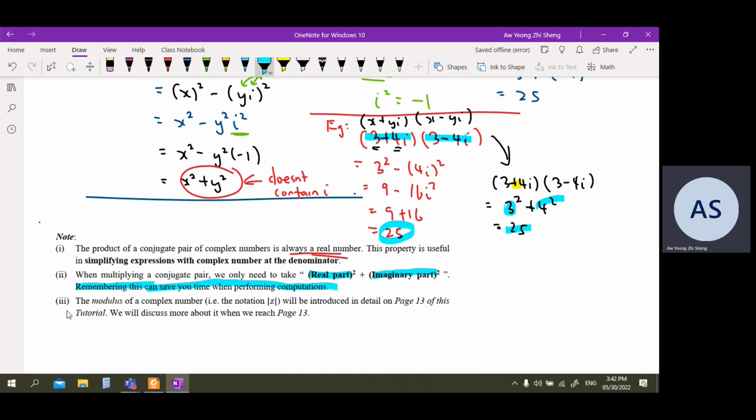Part 3 says the modulus of a complex number, with the notation modulus z, will be introduced in detail on page 13 of this tutorial. When you have the modulus of a complex number, for example, modulus of 3 plus 4i, the modulus here has a different meaning. It is unlike the modulus of a real number. When you have modulus of -3, you simply get 3. When you have modulus of 4, you get 4. That is for the modulus of a real number. But when you have the modulus of a complex number, it has a different meaning. We'll cover that in detail on page 13 of this tutorial.